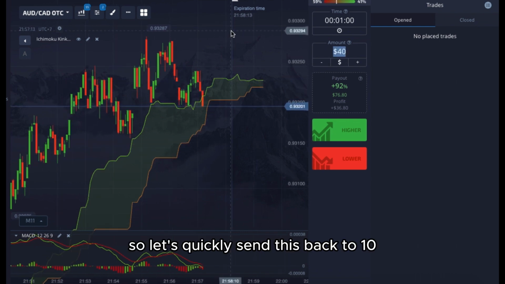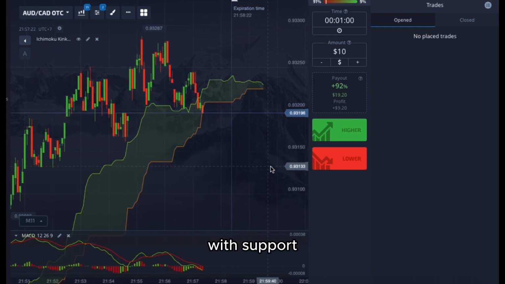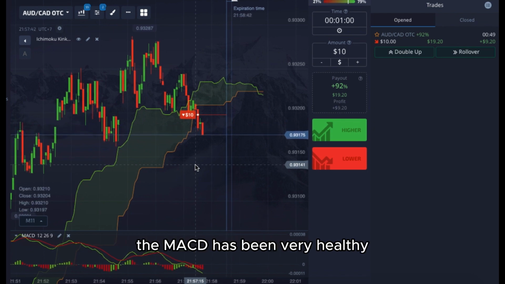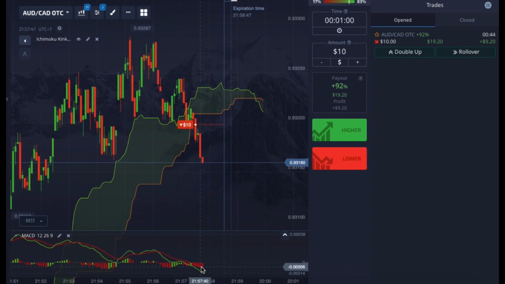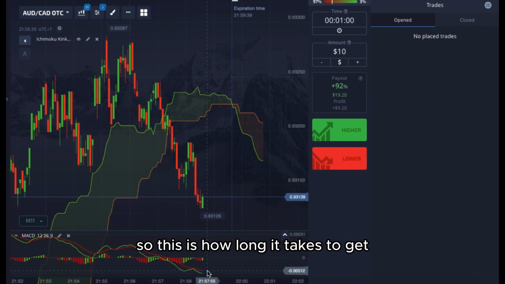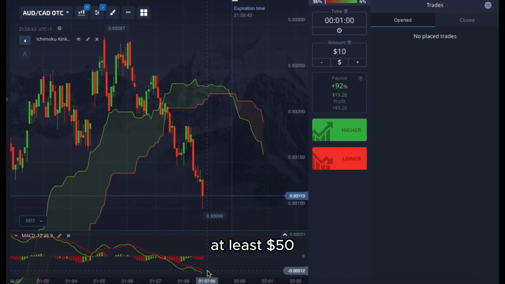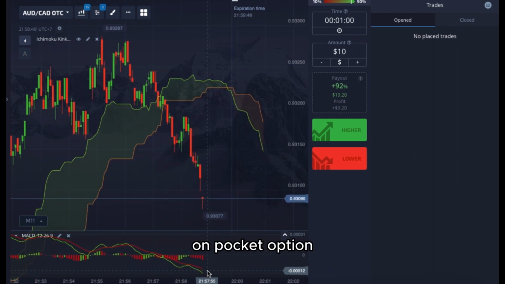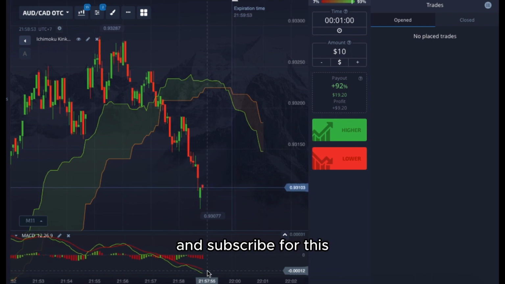So let's quickly set this back to 10. If it comes up, call, gets below, it's okay. Yeah, okay, good. So far in all the setups we had, the MACD has been very healthy. As you can see, it's always increasing in terms of the height of the bar. Alright, and we have achieved our objective. So this is how long it takes to get at least $50 using $10 trades and this strategy on Pocket Option.